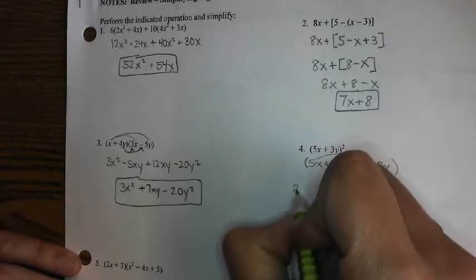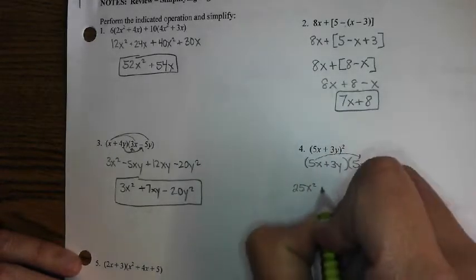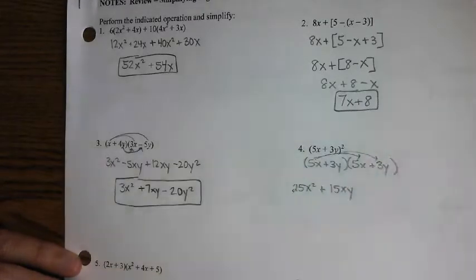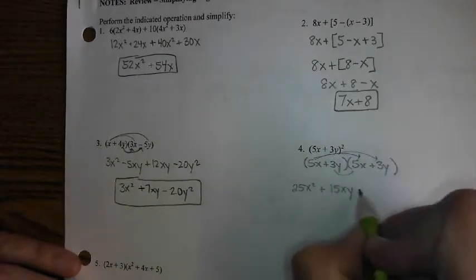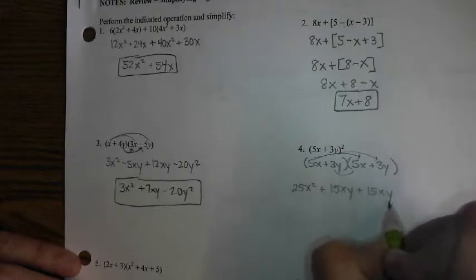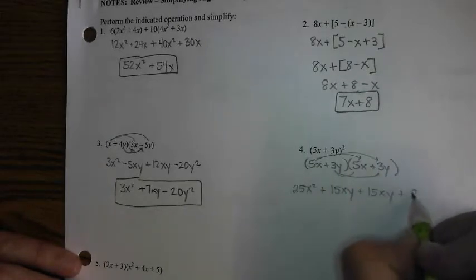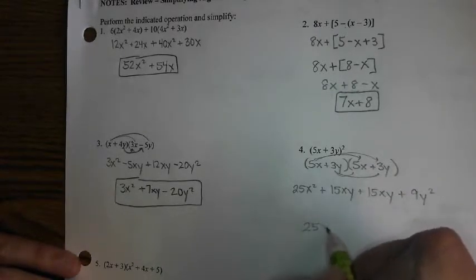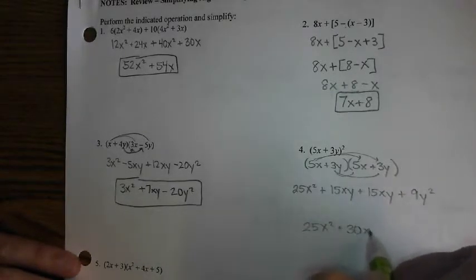So we get 25x squared plus 15xy plus another 15xy plus a 9y squared. So we get 25x squared plus 30 of these.